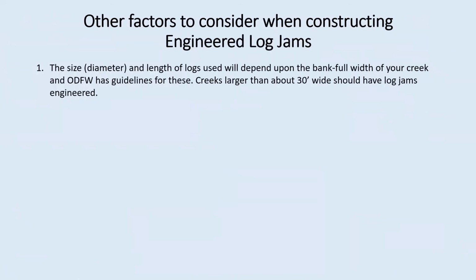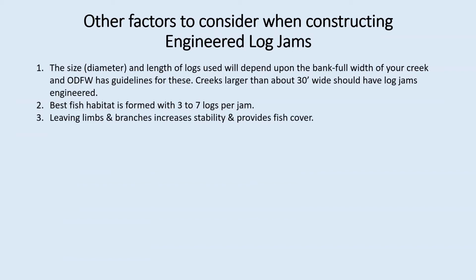So, other factors to consider when constructing engineered log jams: the diameter and the length of logs used will depend upon the bankfull width of your creek. And the Department of Fish and Wildlife has guidelines for these. Creeks larger than about 30 feet wide should have log jams engineered by professionals that have done it before. Best fish habitat is formed with at least 3 to 7 logs per jam. Leaving limbs and branches increases stability and provides fish cover.